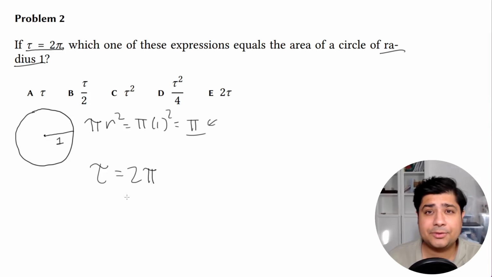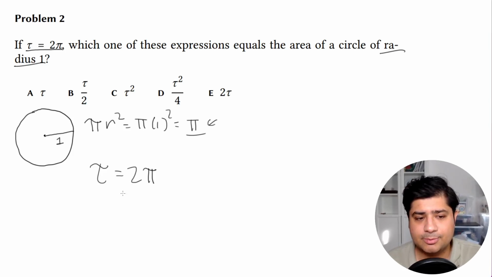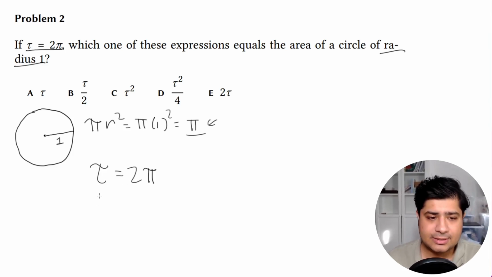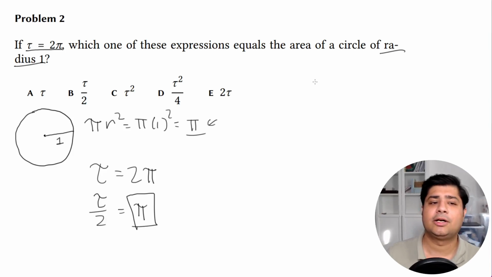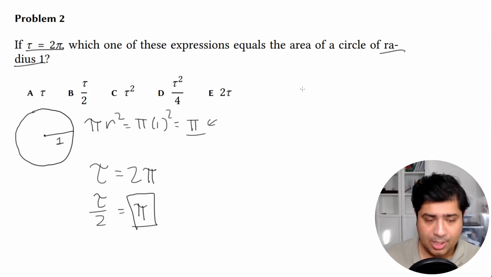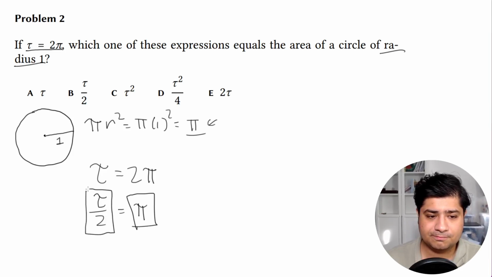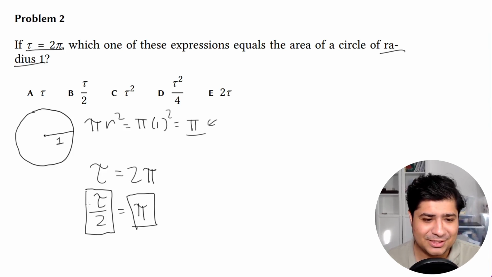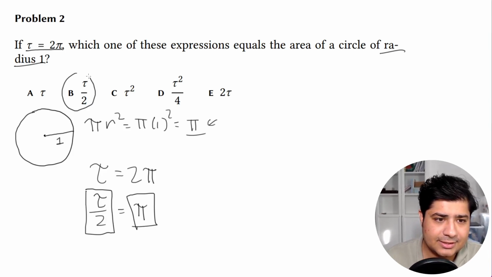Let's separate out the pi. So let's divide both sides by 2. And in that case, we get tau divided by 2 equals pi exactly. And that's exactly what we're after, right? Is just pi. The area of a circle of radius 1, that's just pi. So in this case, it would be tau over 2. And that's it. That's all there is to it. So the correct answer is B in this case.